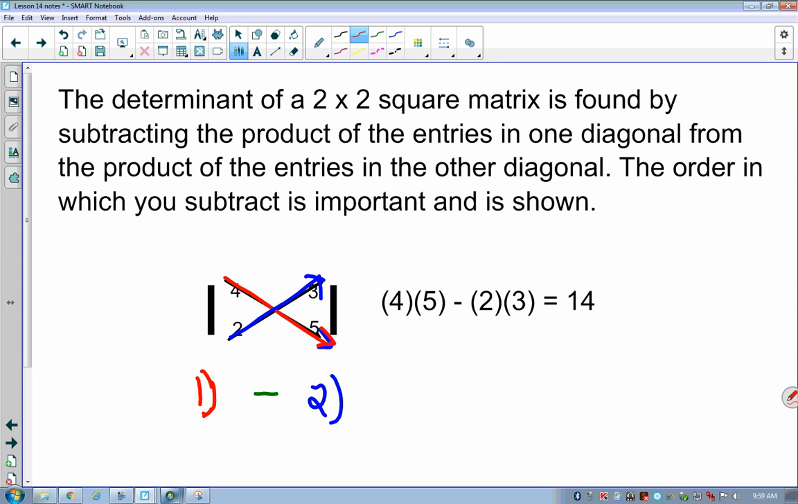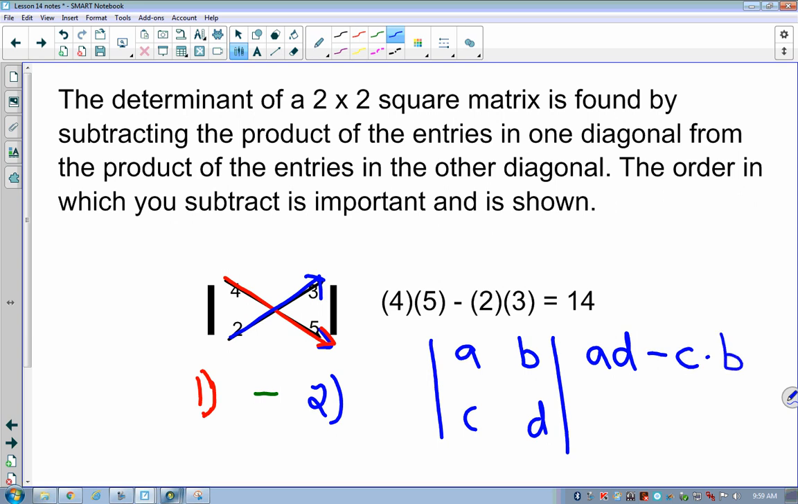Right, yeah, so if you wanted to see it like this, let's say you had A, B, C, D. What we're saying is it's going to be A times D minus C times B. Does that help you out? So this was just an example where we would use numbers to find a determinant. So 4 times 5 minus 2 times 3. Just so you're seeing, okay, what is the actual determinant of this particular question? Well, the determinant is 14.